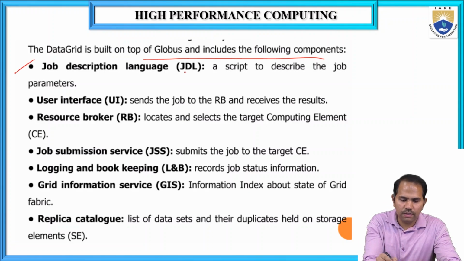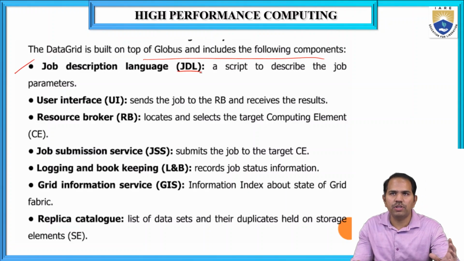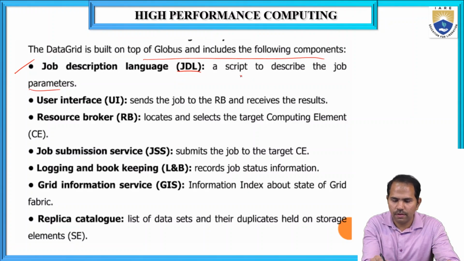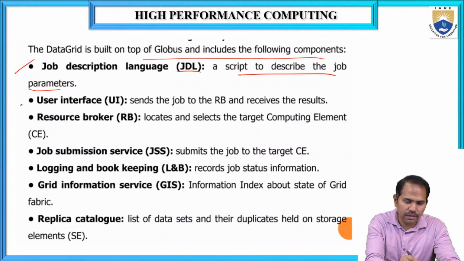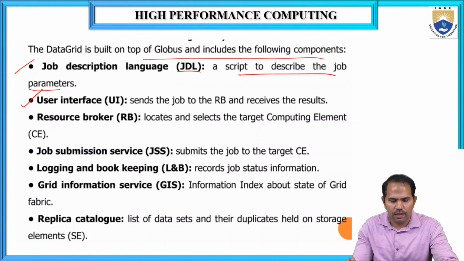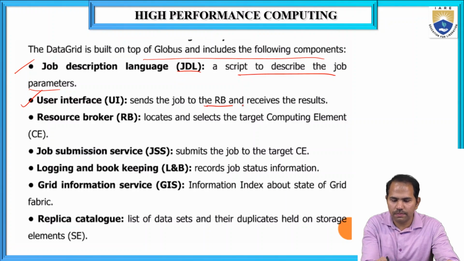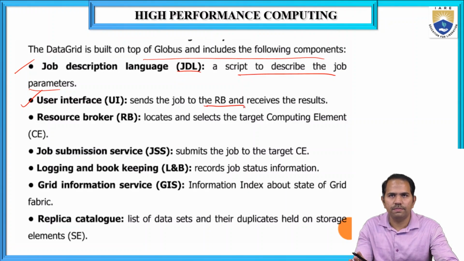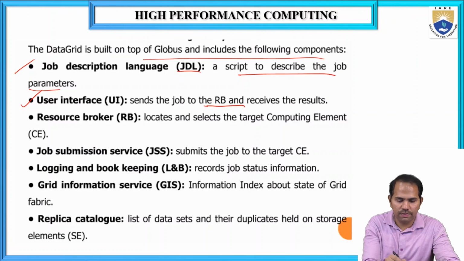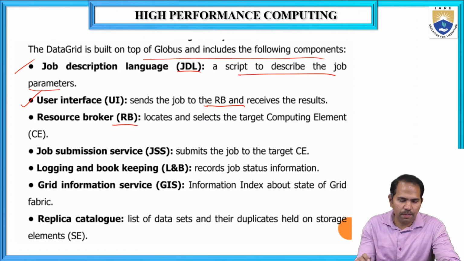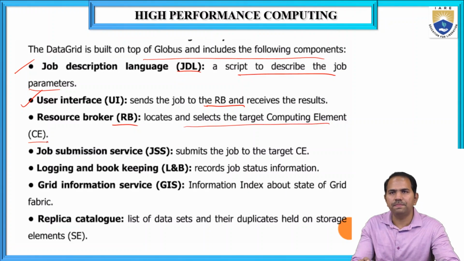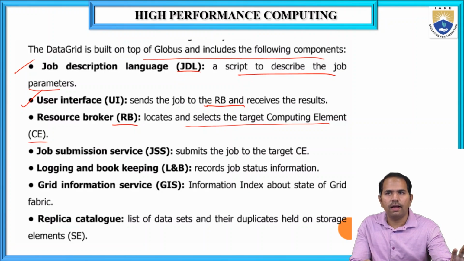The first is JDL, the Job Description Language. It is a script to describe the job parameters. The second is the user interface, UI. It sends the jobs to the RB and receives the results. What is the RB? It is the resource broker, which locates and selects the target computing element, CE.